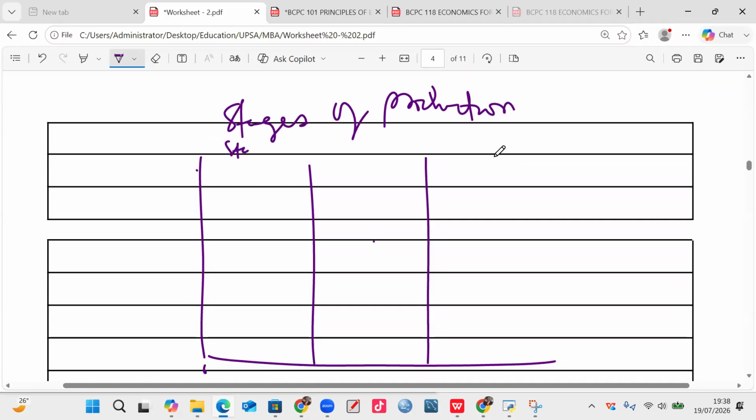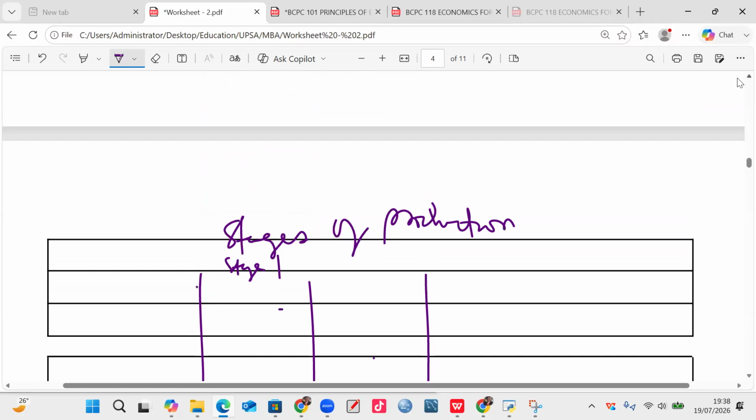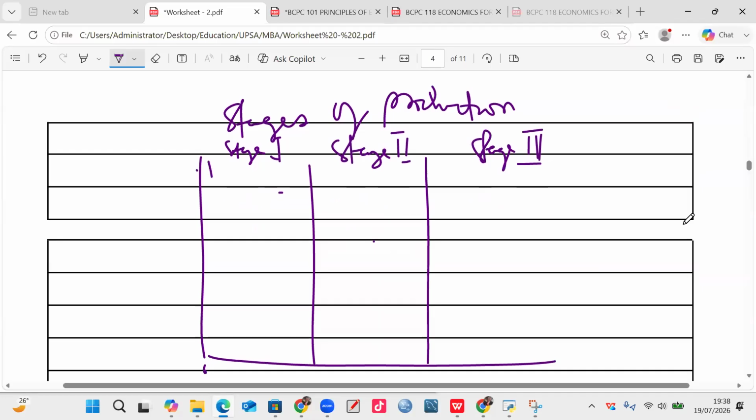This is stage 1, stage 2, stage 3. Stage 1 is called increasing marginal returns. Stage 2 is called diminishing marginal returns. To diminish means to reduce. And the last stage is called negative marginal returns.